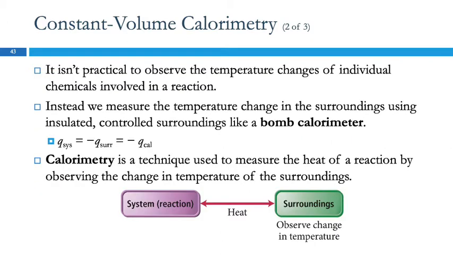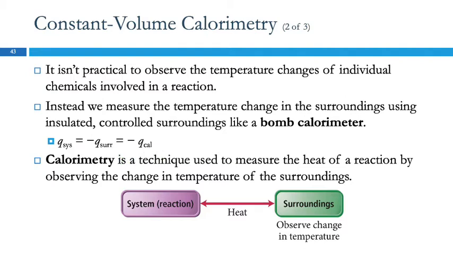So in a given chemical reaction, we cannot observe the temperatures of the individual chemicals, right? So instead what we do is we observe the effect on the surroundings of the reaction. And one way to do that is in a device called a bomb calorimeter. So here we have Q for the system is equal to negative Q for the surroundings.